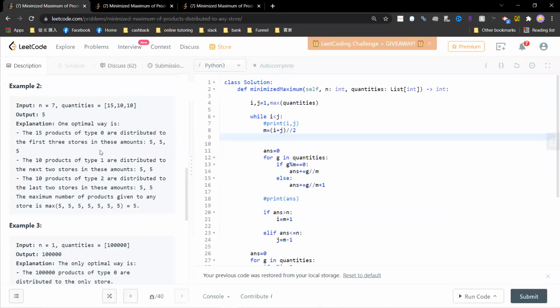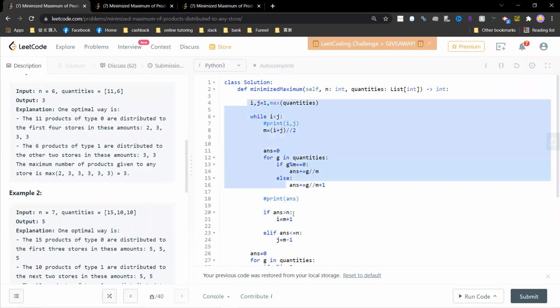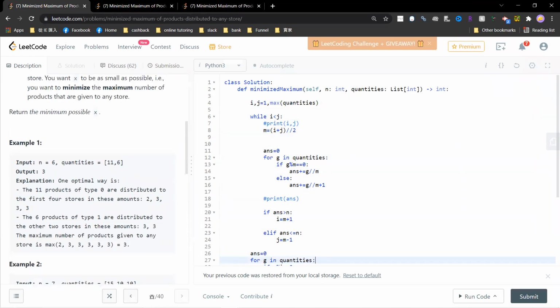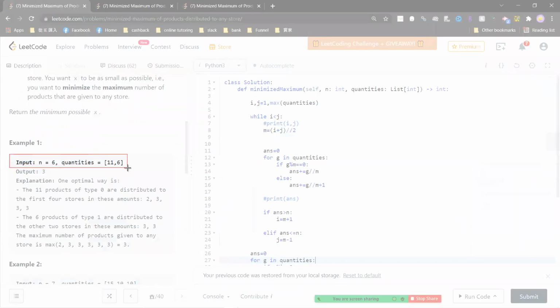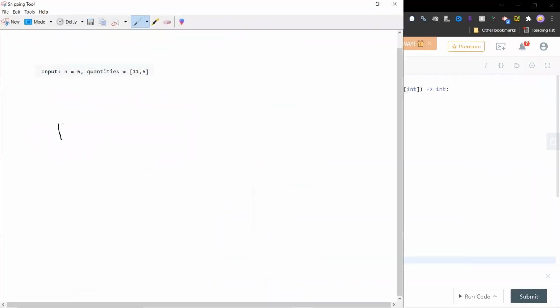But after that, I found there is a way to solve this, basically using binary search. It's better than my original idea. The idea is very simple: you just do binary search. Let's say your answer, what is the smallest answer? The smallest answer should be 1, because let's say n is 17, so you can put one product in each store. So the smallest answer should be 1.